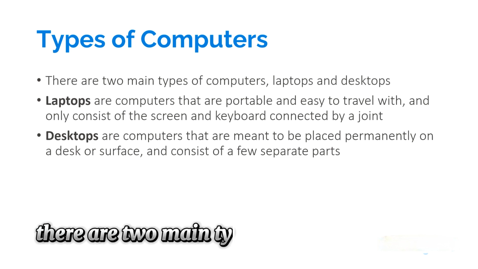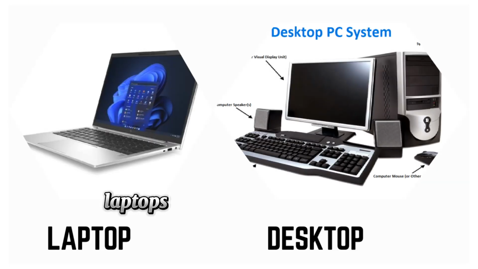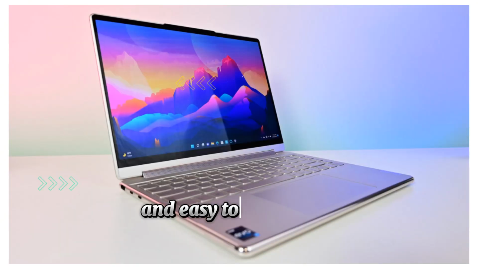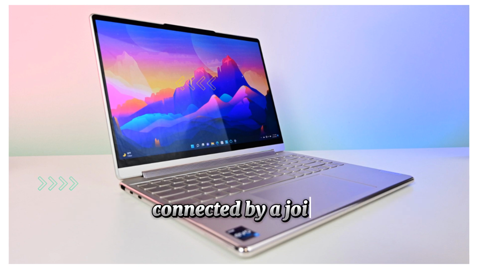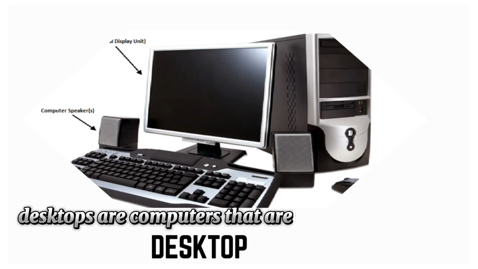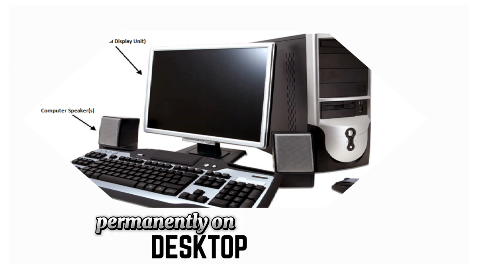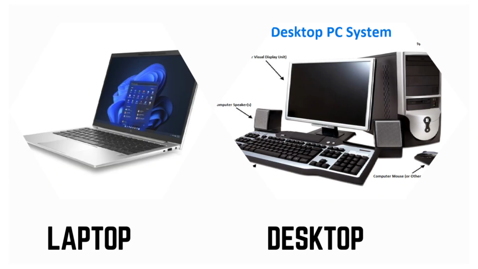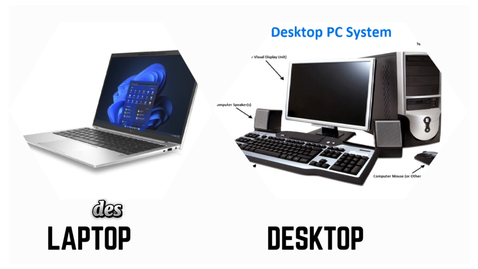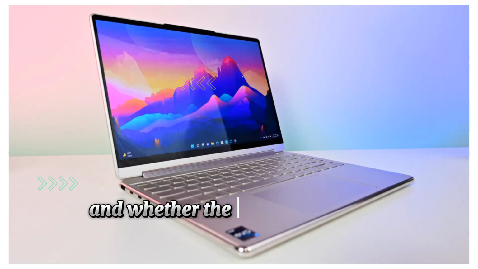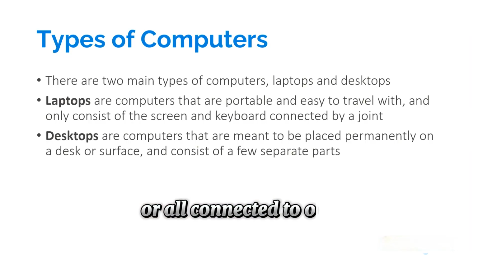There are two main types of computers, laptops and desktops. Laptops are computers that are portable and easy to travel with, and only consist of the screen and keyboard connected by a joint. Desktops are computers that are meant to be placed permanently on a desk or surface and consist of a few separate parts. The main difference between laptops and desktops is the size, desktops tend to be slightly bigger, the portability, and whether the parts are separate or all connected to one.